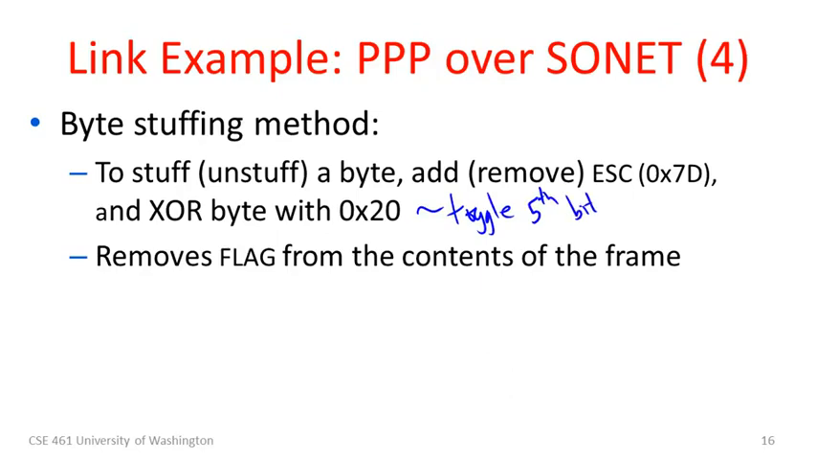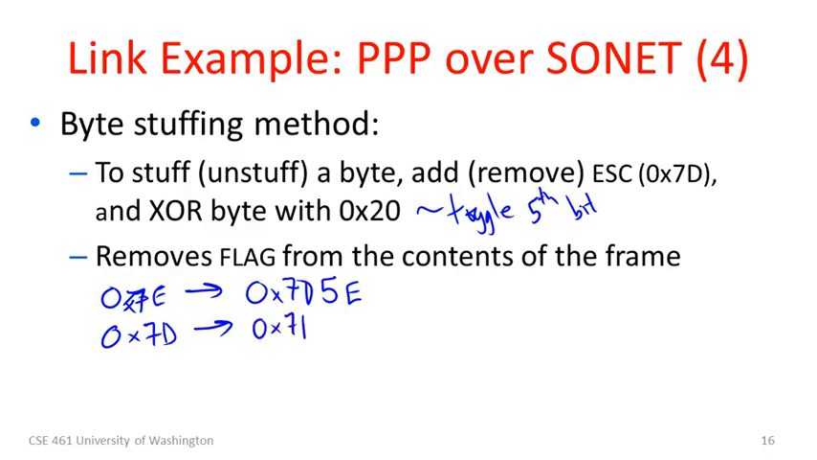So for instance, if I have 0x7e in the data, if I stuff that, I will get 0x7d, the escape character, and then I'm going to XOR 7e with 0x20. That will flip the fifth bit, and I'll actually get 5e. I've just changed the value of one bit. Similarly, if you stuff 0x7d, then what you'll get is 0x7d, the escape character, and then I XOR 0x7d with 0x20, and I will get 5d.